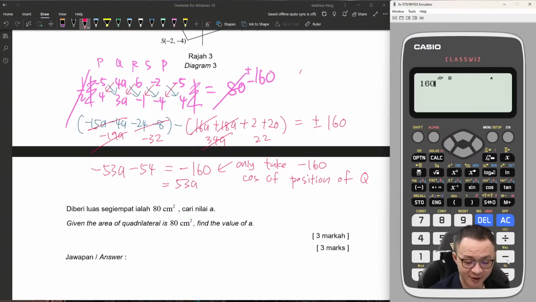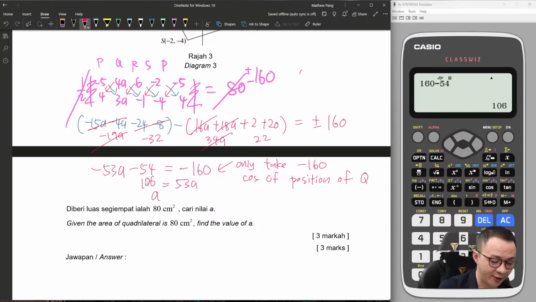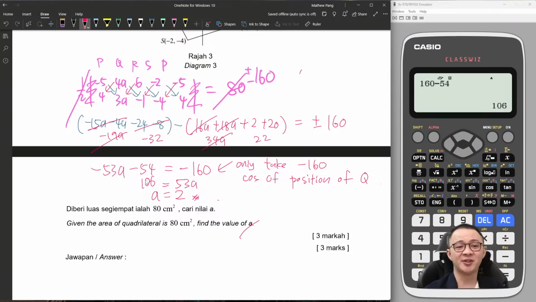Then this one is 160 minus 54, isn't it? I get 106. Then A equals 2. Okay, done. 3 marks. This 3 mark question is a little bit troublesome because you have the plus minus thing. If you take the coordinate in the anti-clockwise direction, the area will always be positive.